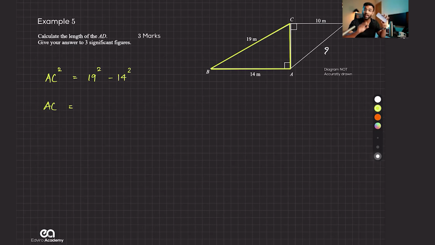By the way, guys, when you type it into your calculator, you could do square root of, because you're taking the square to the other side, 19 square minus 14 square, just like that. The whole thing will come up, okay? So 19 square minus 14 square is giving me an answer of AC is 12.845 centimeter, whatever it is.